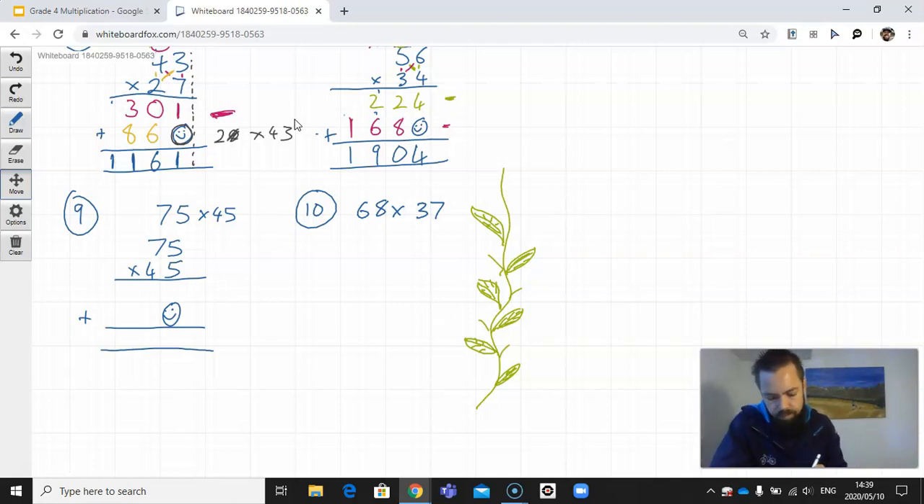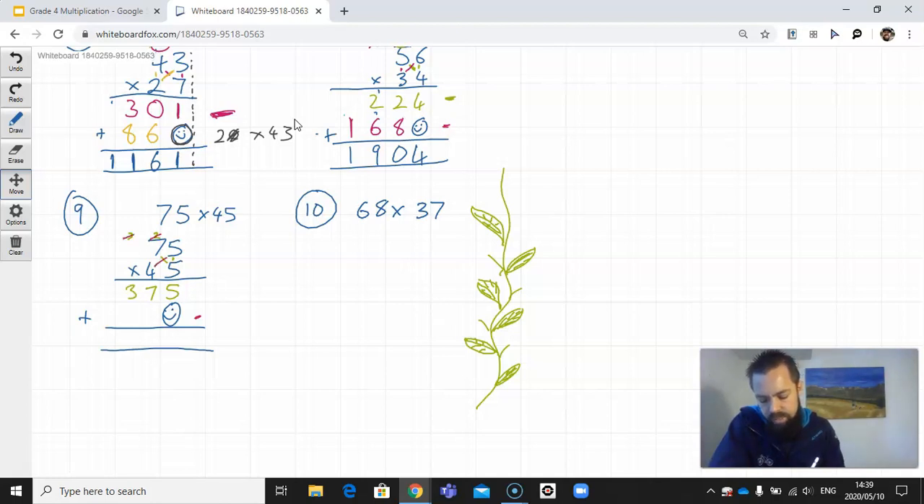Okay, number 9, 5 times 5 is 25, put the 5 there, carry the 2. 7 times 5 is 35, plus the 2, 36, 37. 7 goes there, 3 carries, drops down. There we are. Next line.